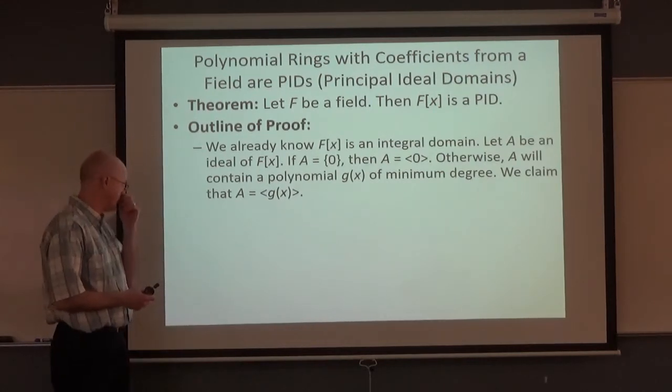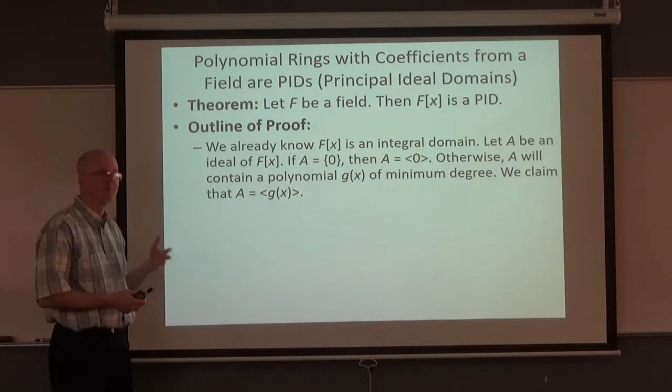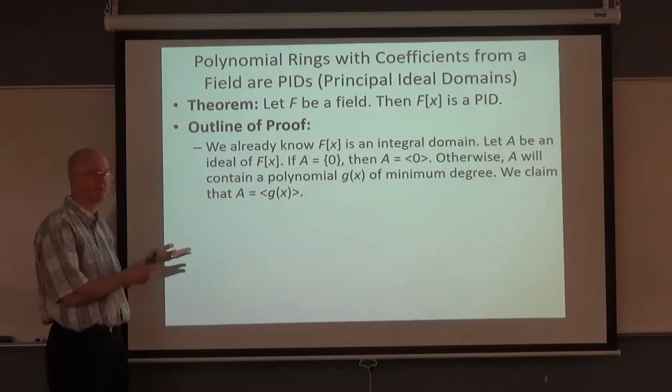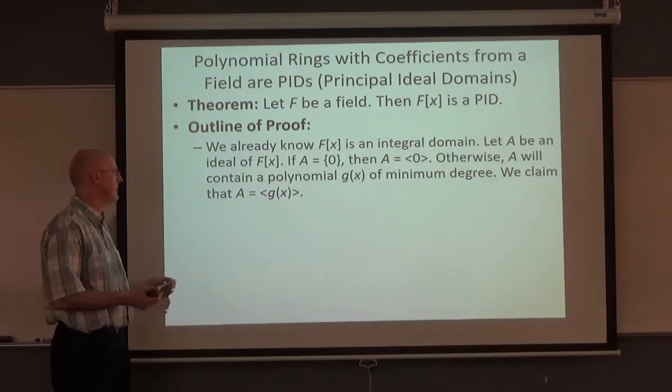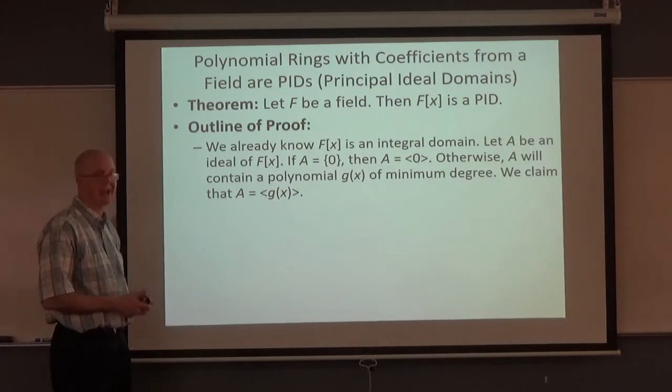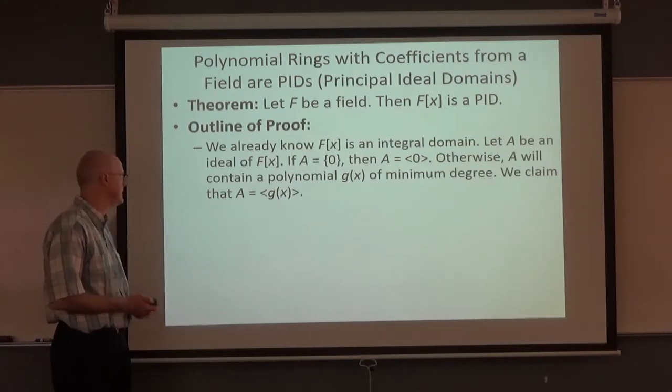Maybe the minimum degree is 1. It's got a linear polynomial. Maybe the minimum degree is 2. It's got a quadratic but nothing lower degree. The claim is that any polynomial of minimum degree will generate A. That would need to then be proved.